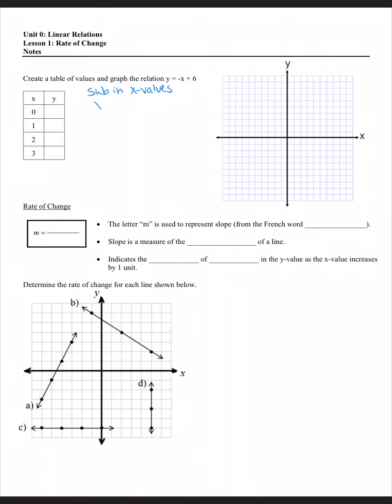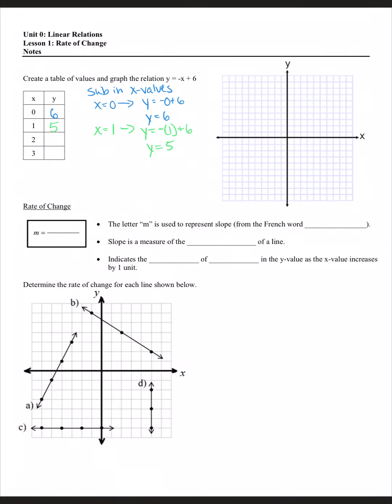My first x value on my table here is 0. If I sub that into the equation, you should find that y is equal to 6. Hopefully we can see a pattern after we do a few of these. We substitute a 1 in, and we're going to substitute that 1 into brackets because there's a negative attached to that x. We should get 5. You can kind of see where we're going.